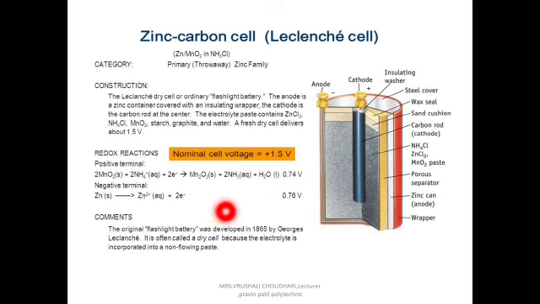The original battery was developed by Georges Leclanche. Therefore, it is also called a Leclanche cell. As it has an electrolyte in paste form, it is also called a dry cell.